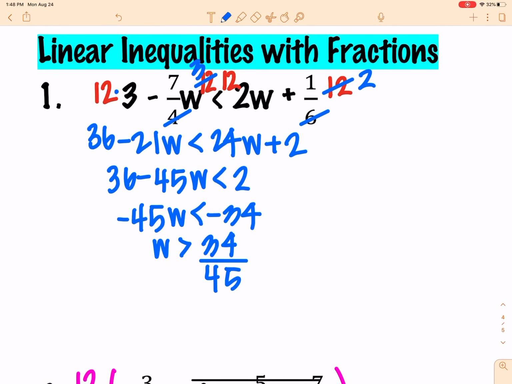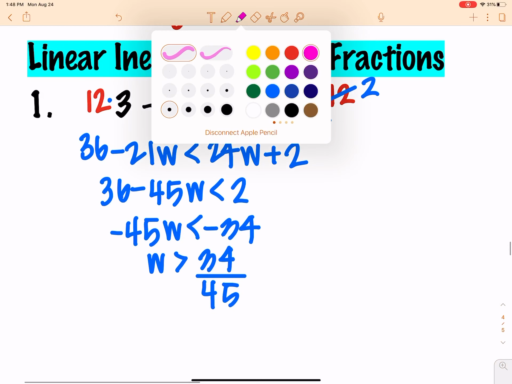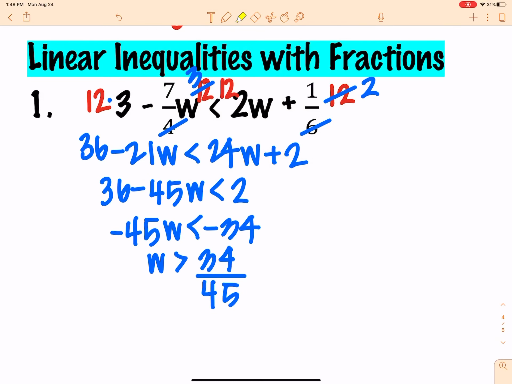I won't go over intervals or graphing on these ones because these tend to be fractional answers, and that's totally fine. We could totally do interval notation and graphing with this, but we got enough practice above, so we'll just do the inequality for these ones.